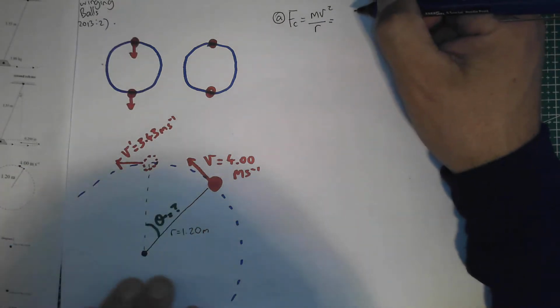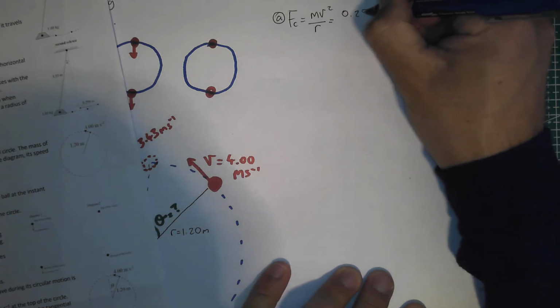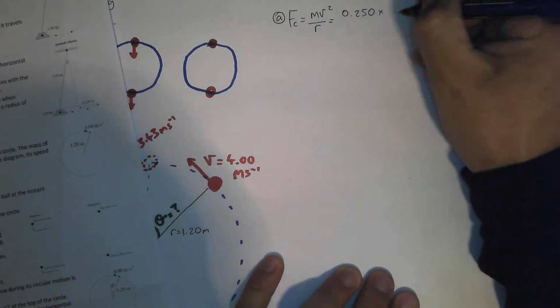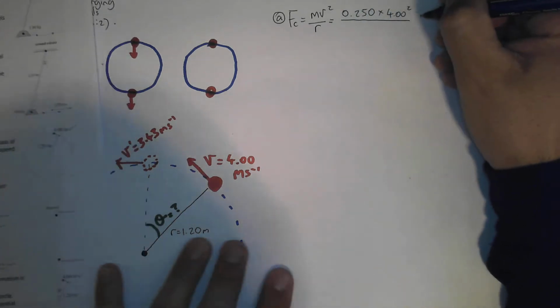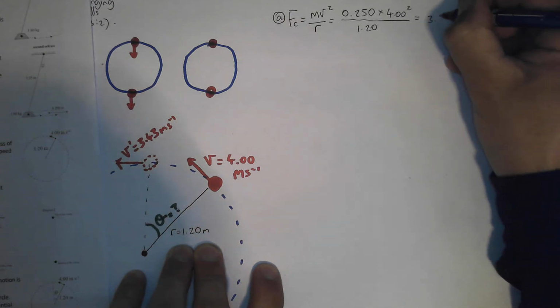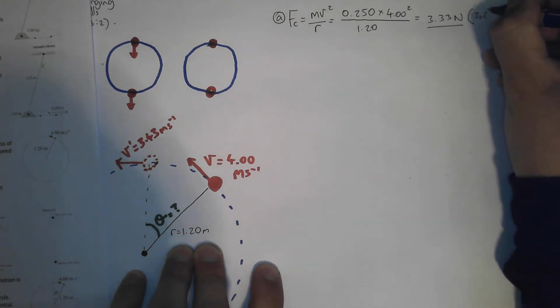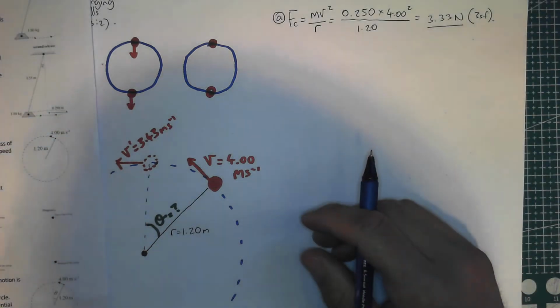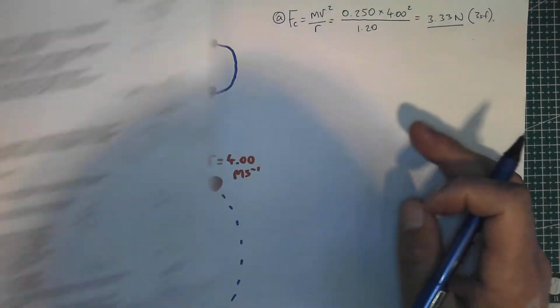So we've got the mass of the ball, which is 0.250 kg, multiply it by the velocity of the ball squared, and then divide that by the radius. And we come out with a force of 3.33 newtons to 3 significant figures. And then on to the next question, explain why the ball moves fastest at the bottom of the circle.